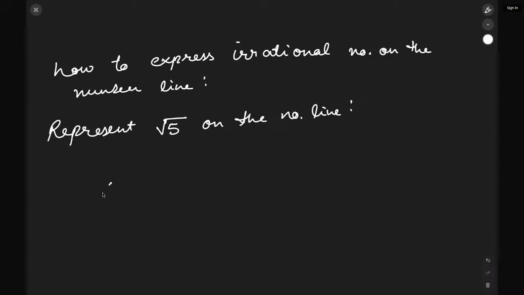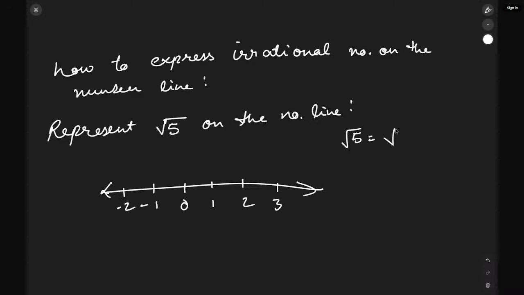Okay, so this is my number line. This is 0, -1, -2, 1, 2, 3. Alright. Now, under root 5 can be assumed as the square root of 1 square plus 2 square. So, say 0 is over here. I'll move up 1. And the perpendicular of the line will be 2.